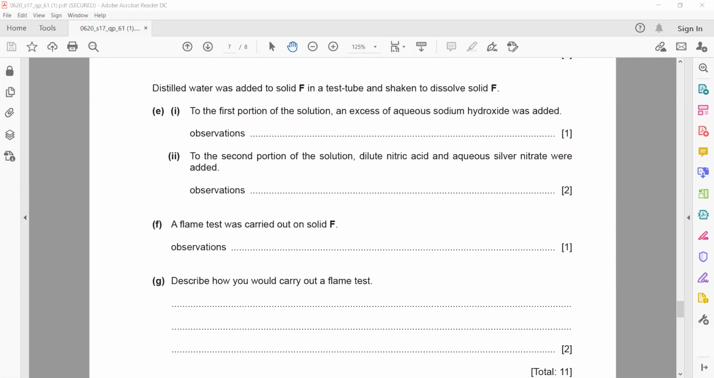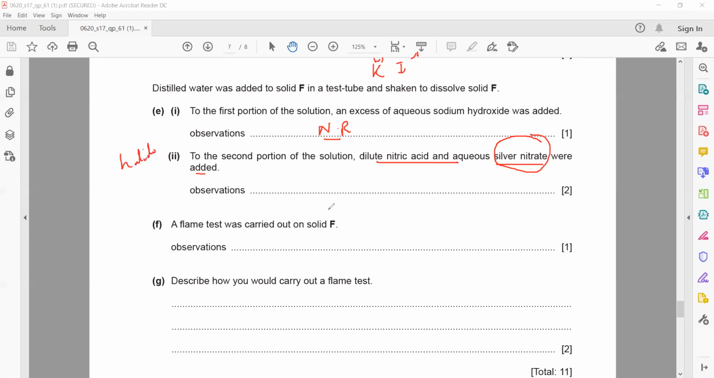To the second portion, we add nitric acid followed by silver nitrate. The potassium compound contains an iodide ion. What will we observe? Nitric acid followed by silver nitrate is the test for halide ions. We will observe a yellow precipitate. Now you should memorize this table. That is very important. You should know the tests and the observations.